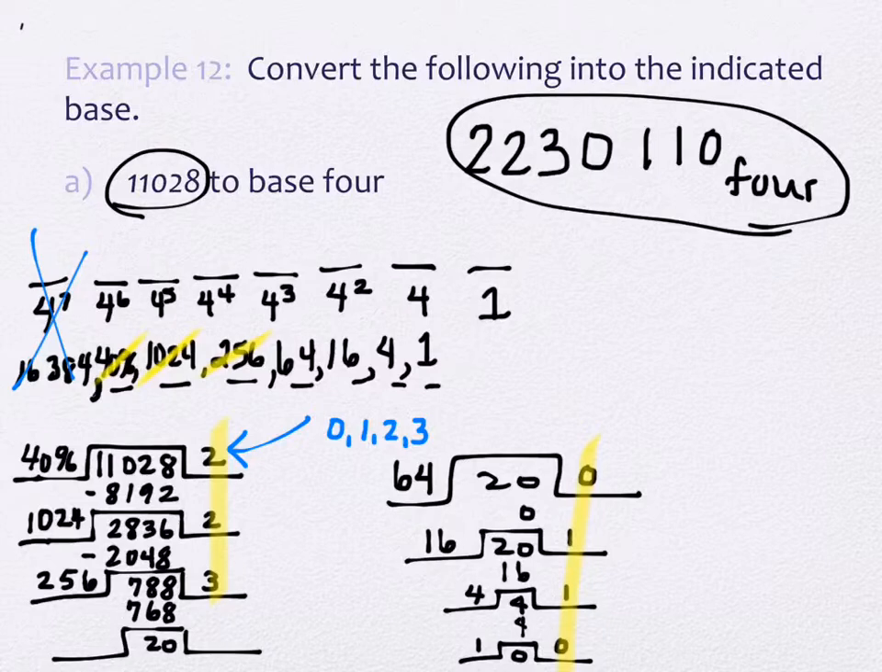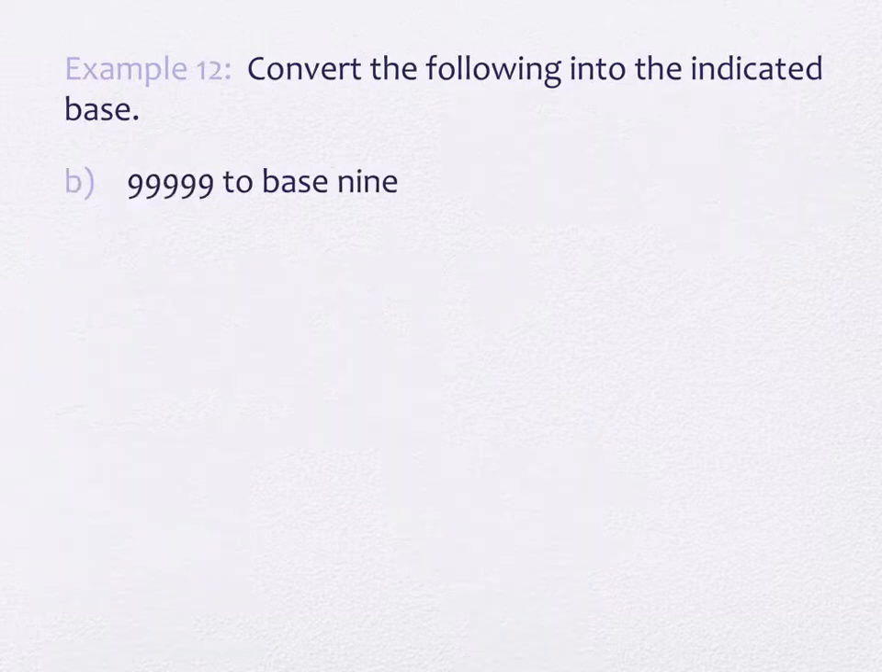All right, we're going to do another one of these. Is this one okay before I move on to the second one? Okay. We have 99999 to base 9. Because, of course, there are no 9s in base 9, so this is definitely not already in base 9.